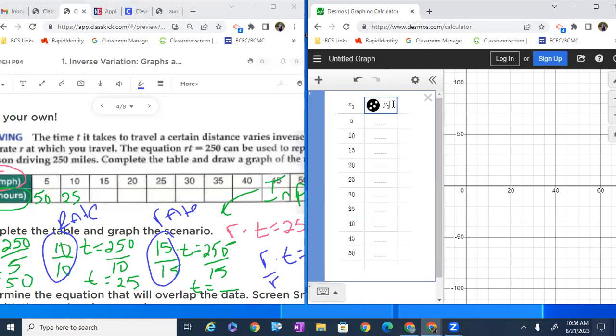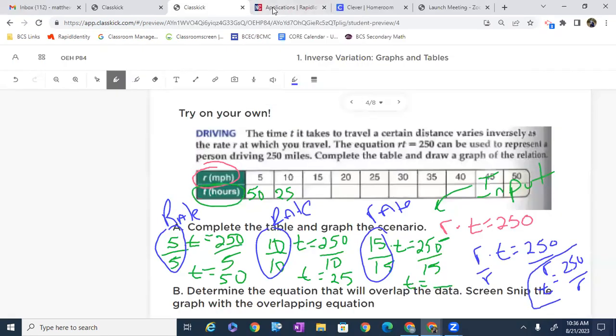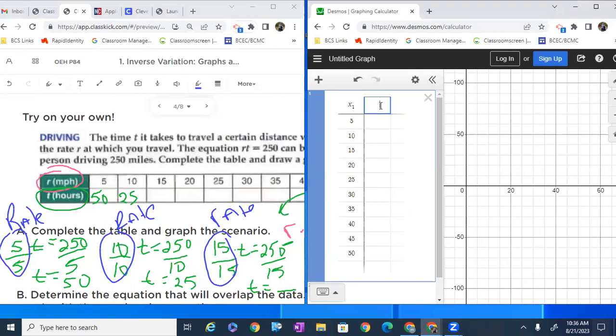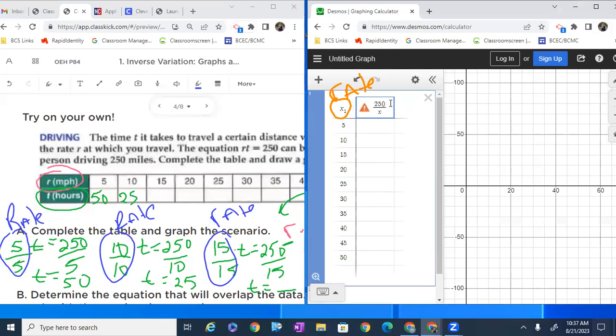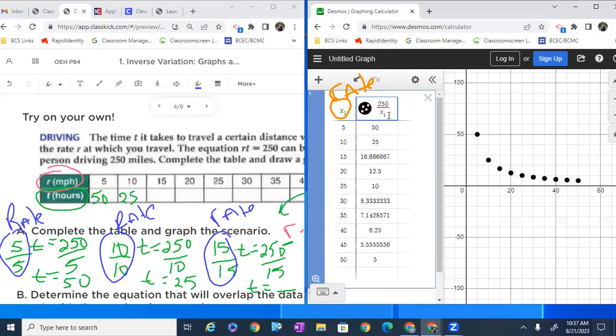Then I'm going to come up to the top of this table and type in what we just figured out: to find the time, we do 250 divided by the rate. What you'll notice is those rates are right there, these are our rates in our Desmos table. So I'm going to write 250 divided by x1. And notice what happens. It fills out our table for us.